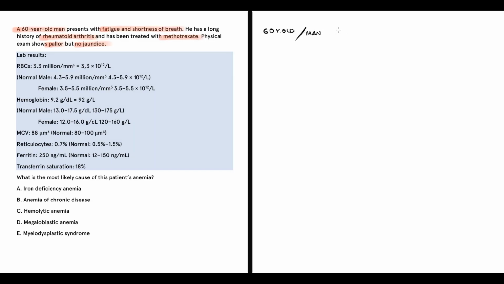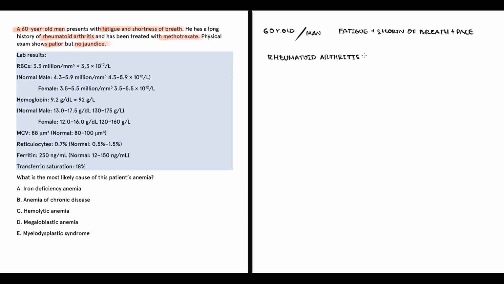His major complaints are fatigue and shortness of breath. Also, on physical examination he is pale. And as we see already from his blood analysis, he has anemia. In his anamnesis, there are two concerning features.